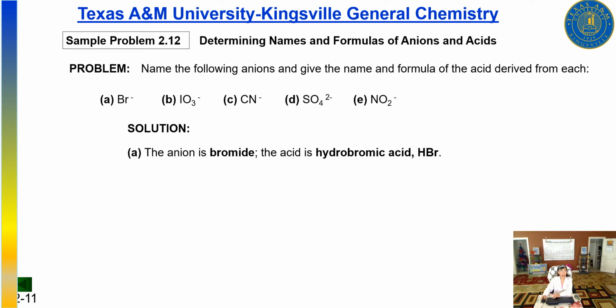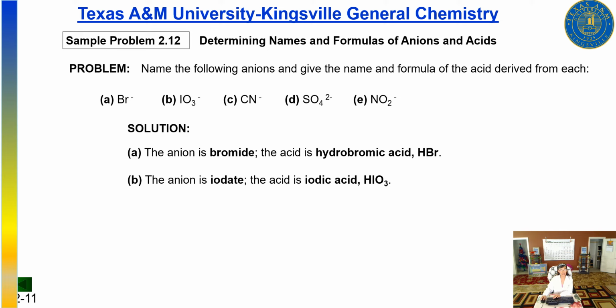B, iodate. The anion iodate, you change ATE to IC. The acid will be named as iodic acid. Iodic acid, its formula will be HIO3. Simply put H in front because it makes it neutral.